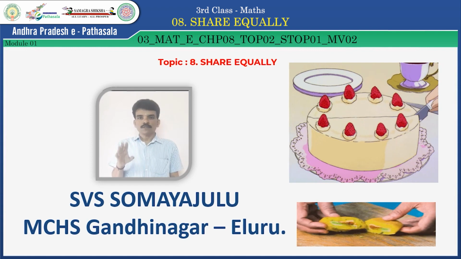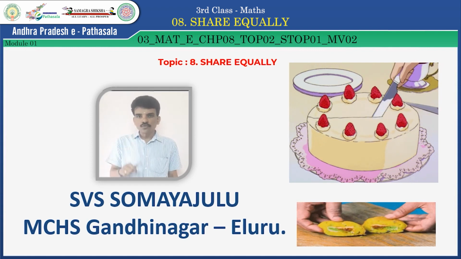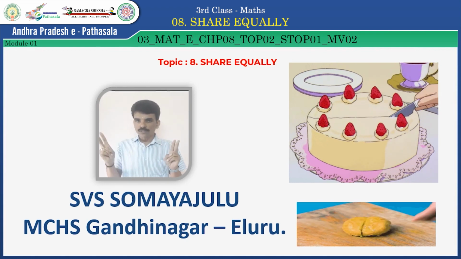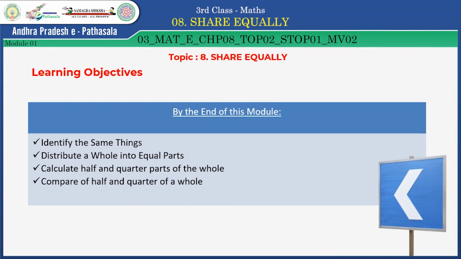For example, your father bought 4 chocolates and gave them to you. What do you do? You give 2 chocolates to your brother and 2 to yourself. That means share equally.